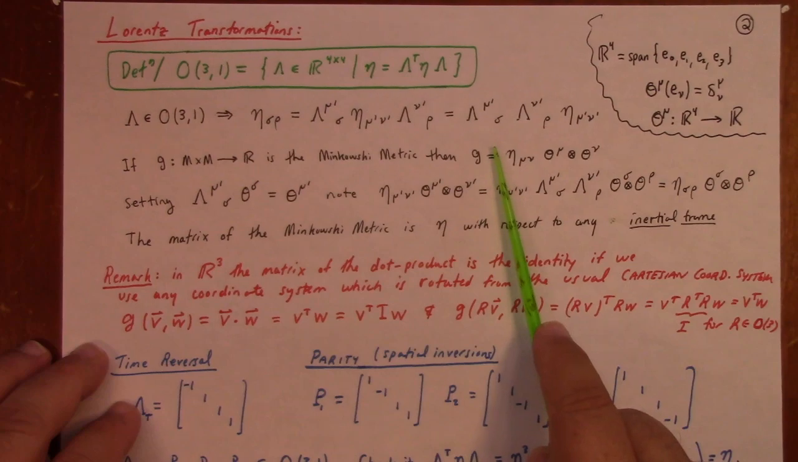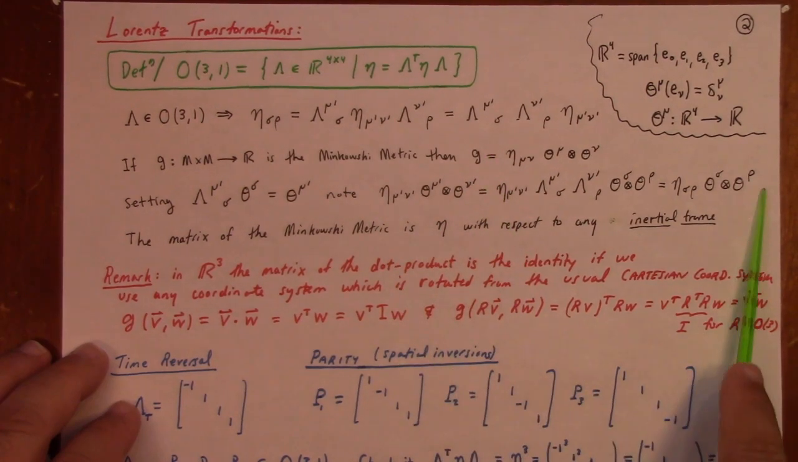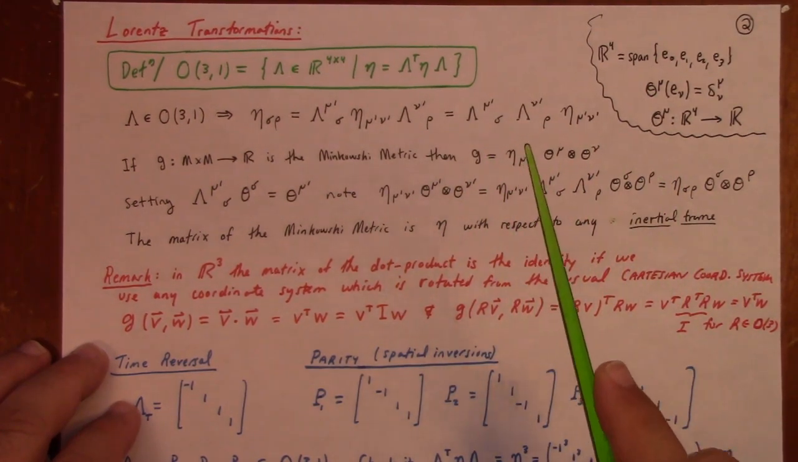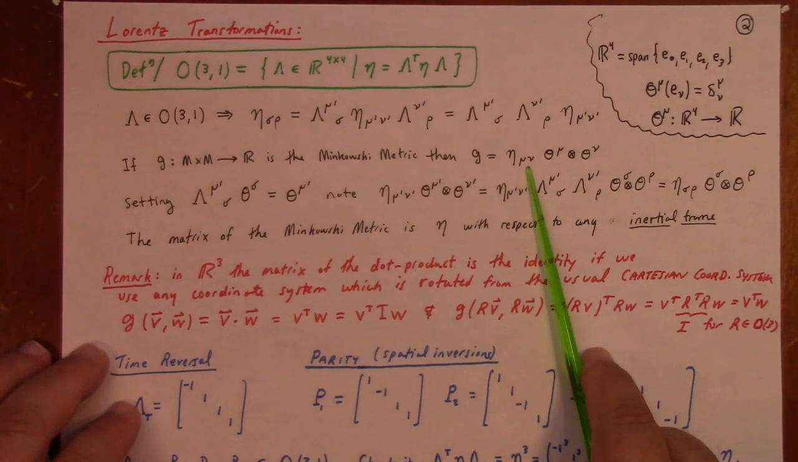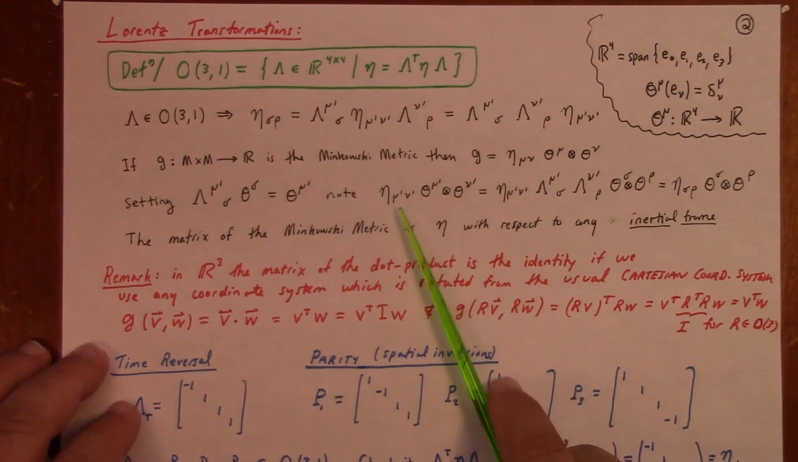Let me put it in a different way. What this calculation shows is that if the components of the Minkowski metric are eta mu nu in one coordinate system, then the components of the Minkowski metric in any other Lorentz transformed coordinate system are also eta mu nu. Of course, with the mu prime and the nu prime, but that's just our nomenclature to explain that we're changing from the unprimed to the primed coordinate system.